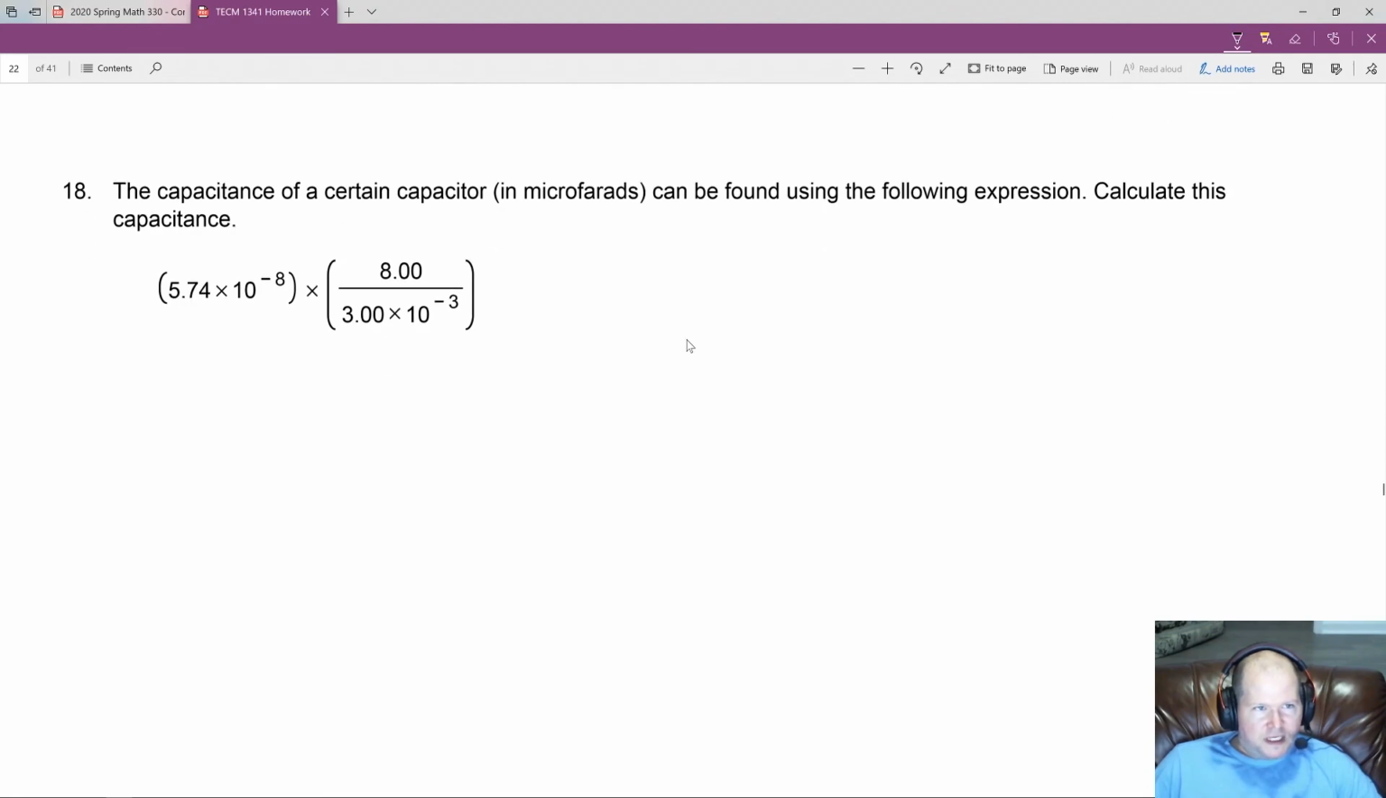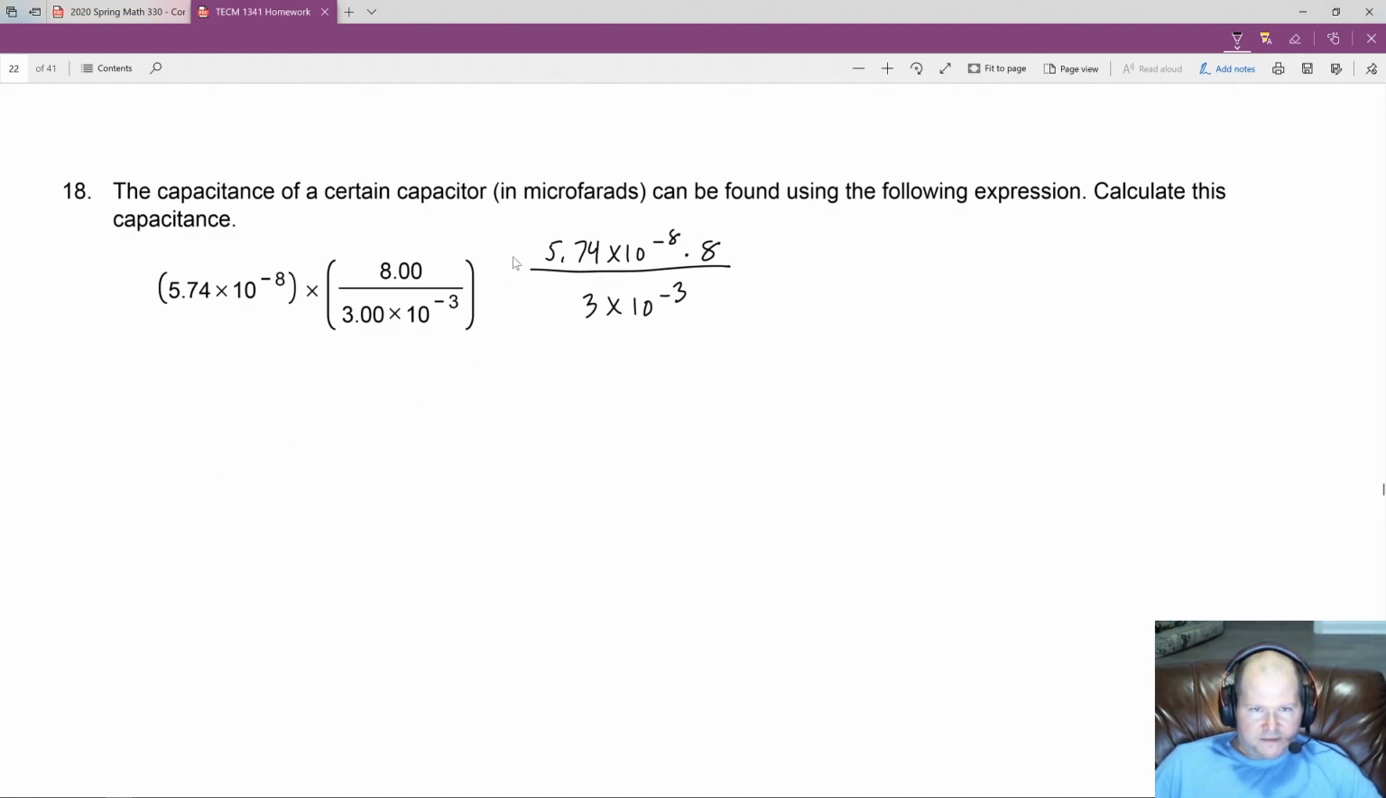Let's try the next one. The capacitance of a certain capacitor in microfarads can be found using the following expression. Calculate this capacitance. All right, so we have 5.74 times 10 to the negative 8 power times 8.00 on top over 3.00 times 10 to the negative third power. All right, so I'm just going to rewrite this. So we have 5.74 times 10 to the negative 8 times 8 over 3 times 10 to the negative third.